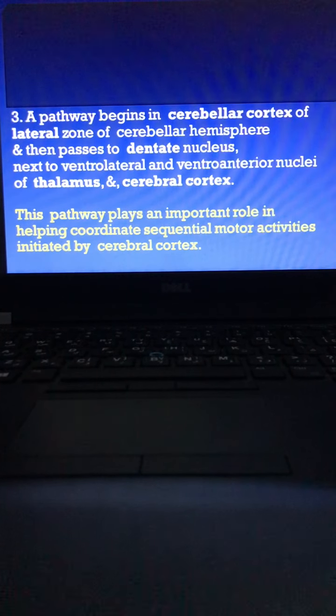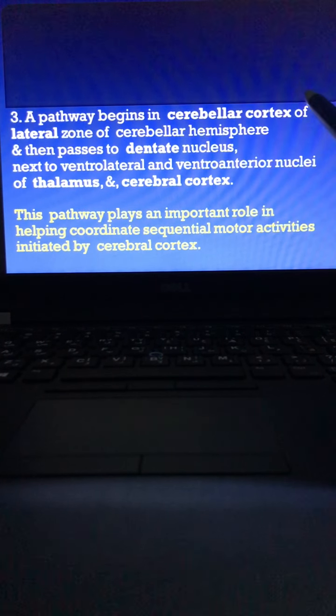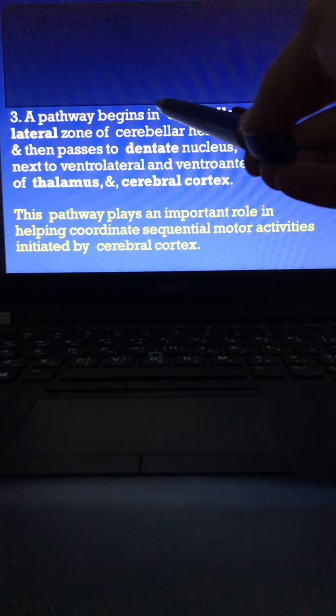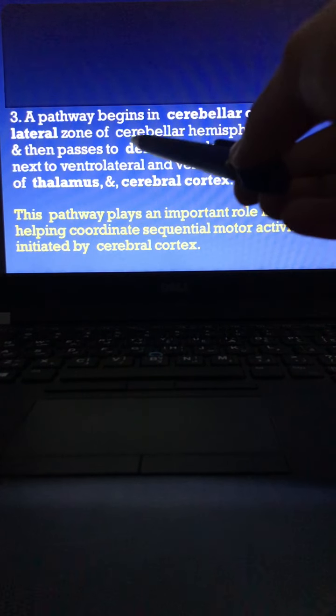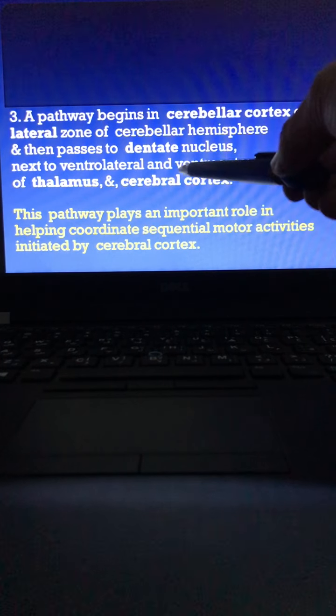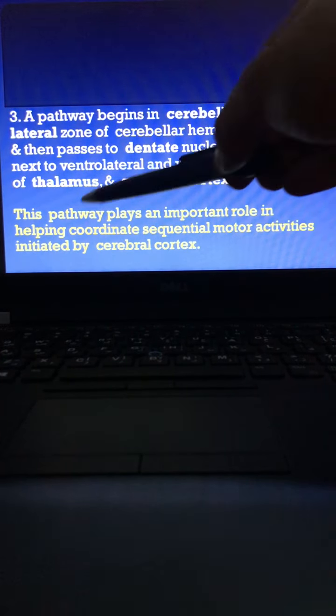Number 3 of the efferent pathways. The pathway begins in the cerebellar cortex of the lateral zone of the cerebellar hemisphere, then to the dentate, and then to the ventrolateral and ventroanterior nuclei of the thalamus and cerebral cortex. This pathway plays an important role in helping coordination.